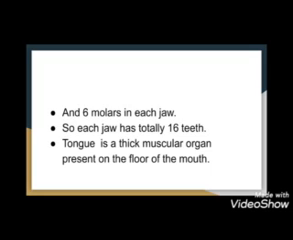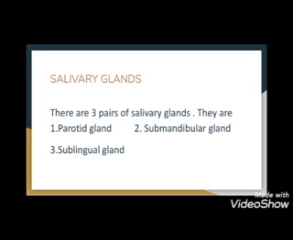Now let us go to the next one, the tongue. The tongue is a thick muscular organ present on the floor of the mouth. Now let us see the third one that is present in the mouth, that is the salivary glands.